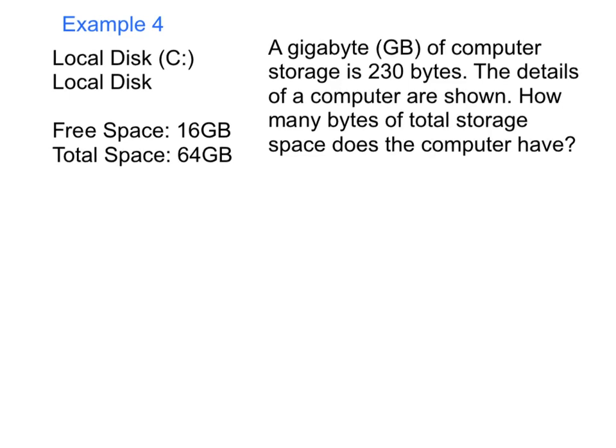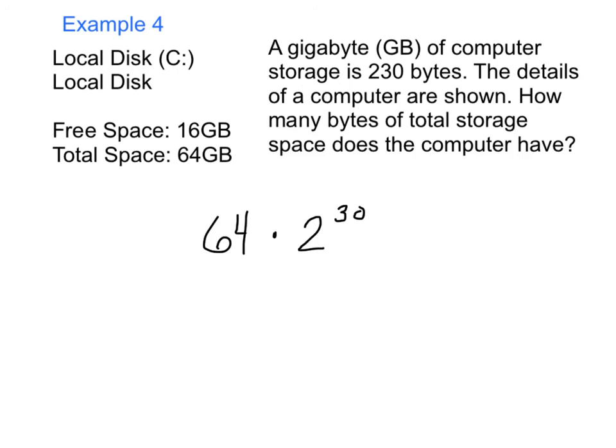Well, the first thing we're looking at is the total space. The total space of the computer is 64 gigabytes. Each gigabyte is 2 to the 30th bytes. So how many total bytes are there in a computer if each gigabyte has 2 to the 30th bytes? Well, you'd take 64 times 2 to the 30th.